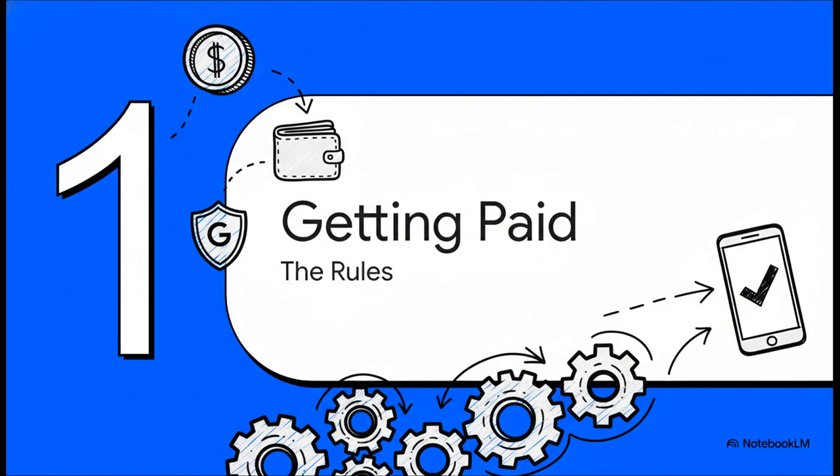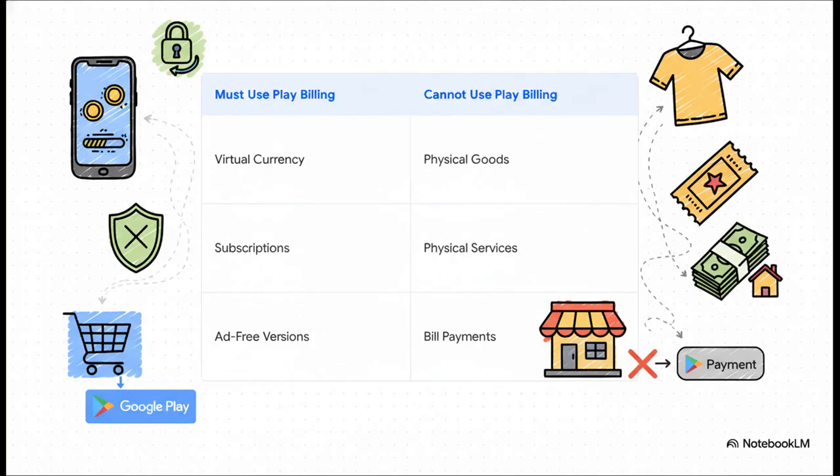Google has a really clear set of rules about this, and they all circle back to one key idea. Are you selling something digital, or are you selling something physical? Google's payment policy basically splits the world into two simple camps, digital and physical. As you can see right here, if you're selling something that only exists inside your app, like virtual currency, subscriptions, or an ad-free version, you have to use Google Play's billing. But if you're selling physical goods like t-shirts or real-world services like event tickets, you actually cannot use it. Seriously, understanding this one distinction is the key to their entire payment system.